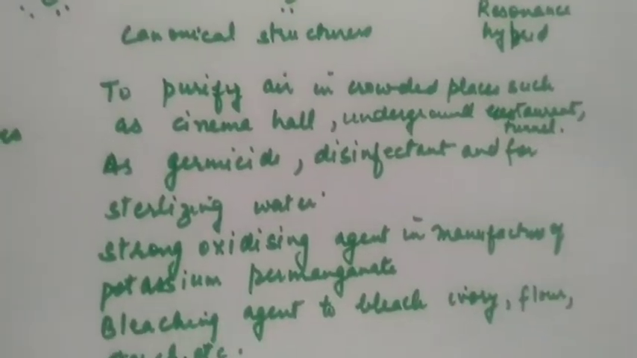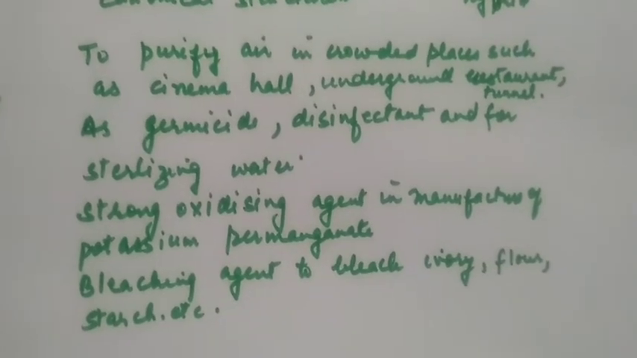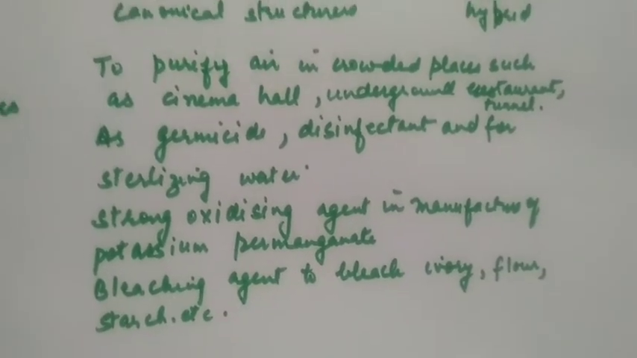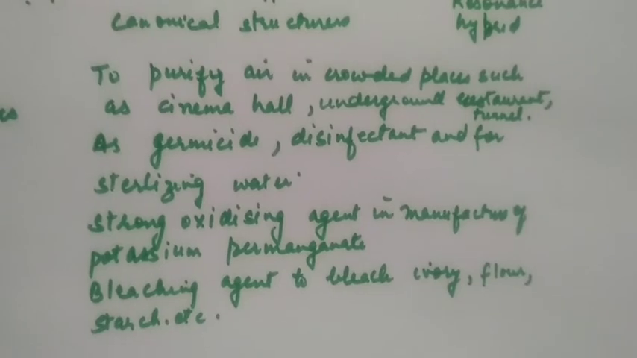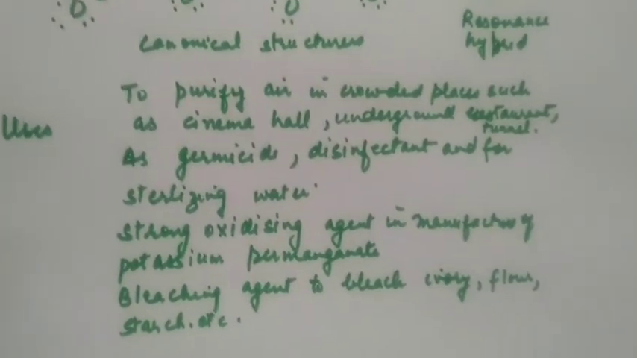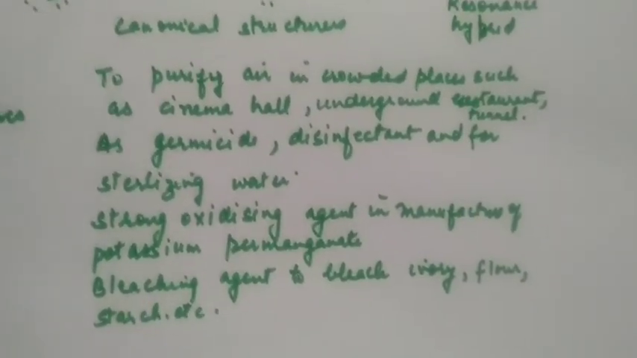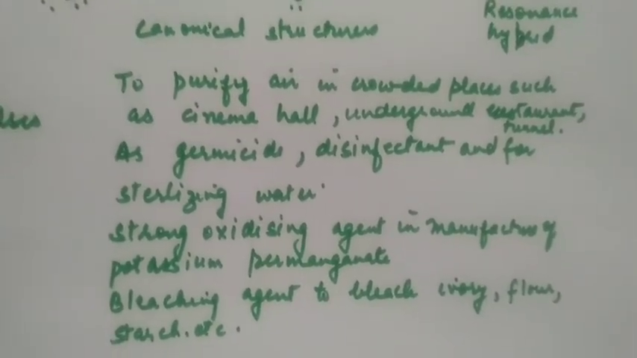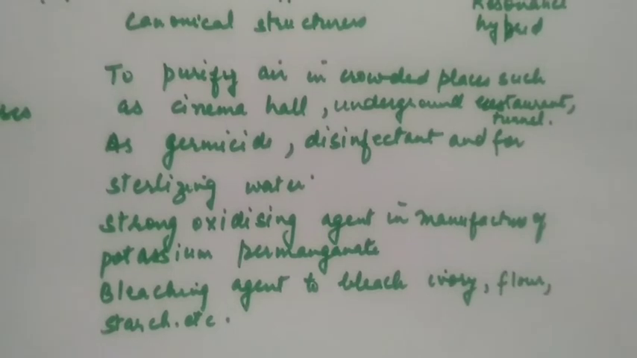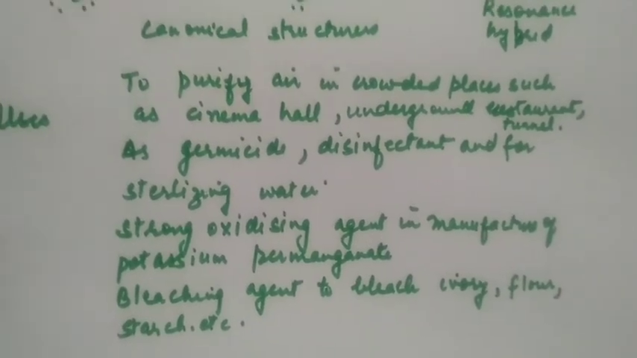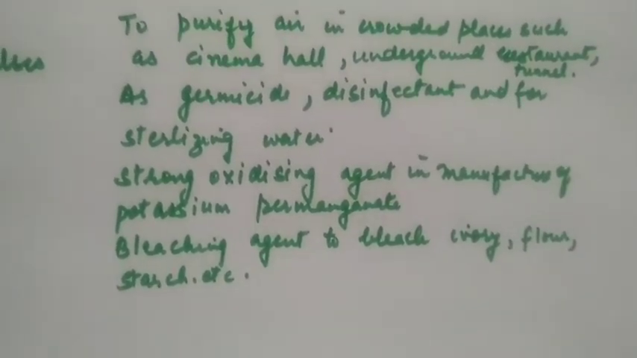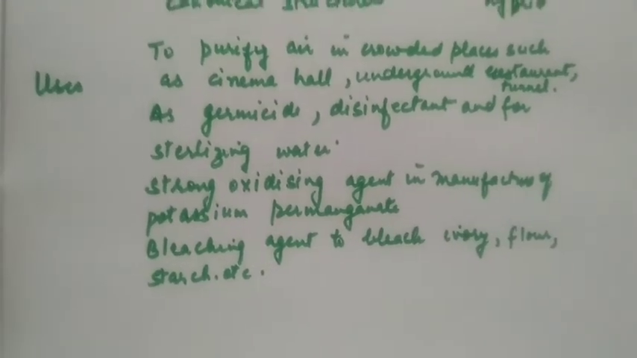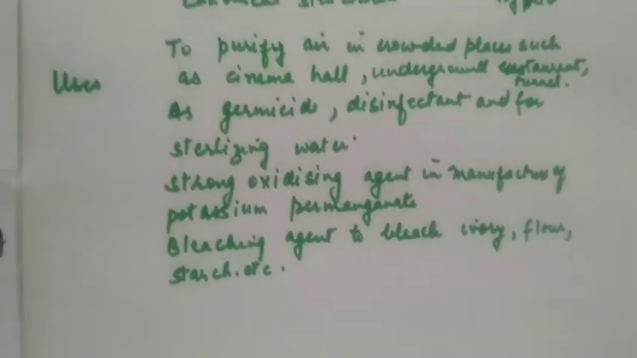Uses of ozone. It is used to purify air in crowded places such as cinema halls, underground restaurants and tunnels. It is also used as a germicide, disinfectant, and for sterilizing water. Ozone is used as a strong oxidizing agent in manufacture of potassium permanganate. It is used as a bleaching agent to bleach ivory, flour and starch.